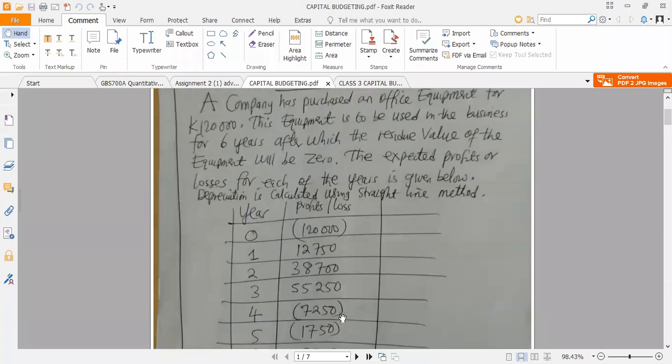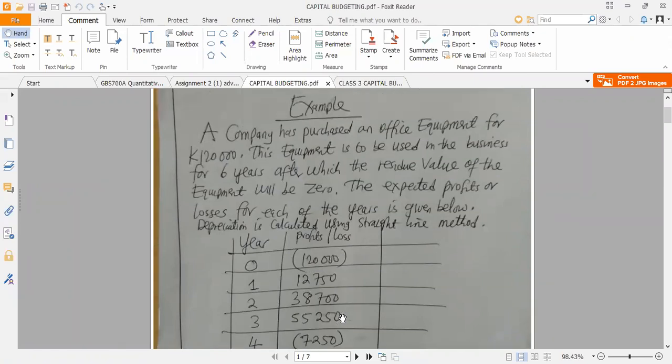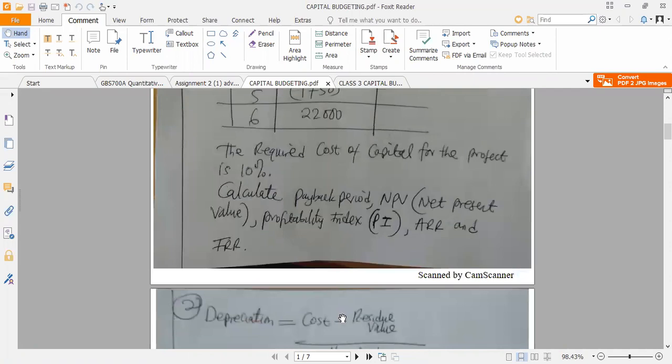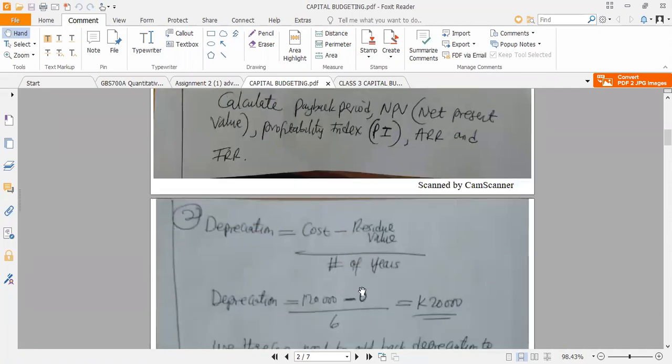First and foremost, we are told that for the depreciation charge, we are using the straight line method of depreciation. So if you get to the page where we need to calculate the depreciation: depreciation is equal to the cost minus the residual value over the number of years. The depreciation is calculated by the cost of an asset minus the residual value of that asset, then you divide by the number of years. This is how you find the depreciation using the straight line method.